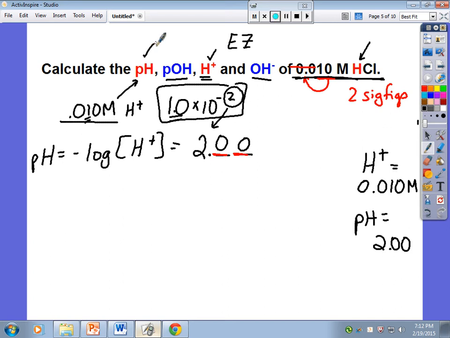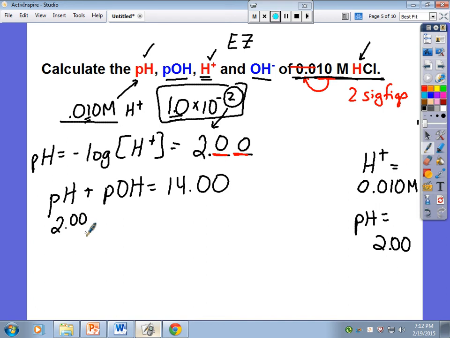Okay, so we found our H plus just by reading the problem. We found our pH by plugging into this equation. And how are we going to find pOH? Well, I'm going to use this equation. pH plus pOH is equal to 14.00. Which means if I plug my 2.00 in here and make this X, that my pOH is going to be equal to 12.00, looking at significant figures. Okay, so I'm done with that.